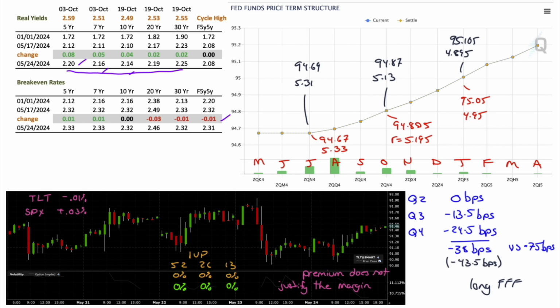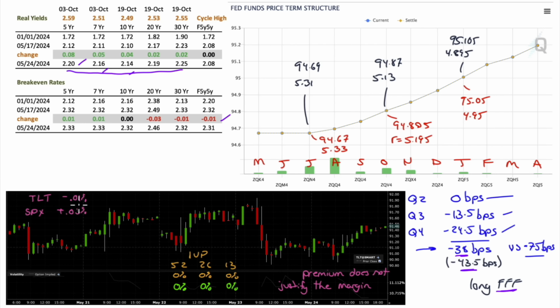Fed funds futures, what are they pricing in for Q2, which is over in 36 days? Nothing, 0. Q3, half a rate cut, 13.5 basis points, and Q4, 24.5. So a total of 38, somewhat less than 2 cuts, versus the last summary of economic projections, which had 75. Last week it was negative 43. Now we have 38, fewer basis points in there. I still think a low-risk strategy is to be long Fed funds futures for the end of the year, whether it be a December contract or a January contract.